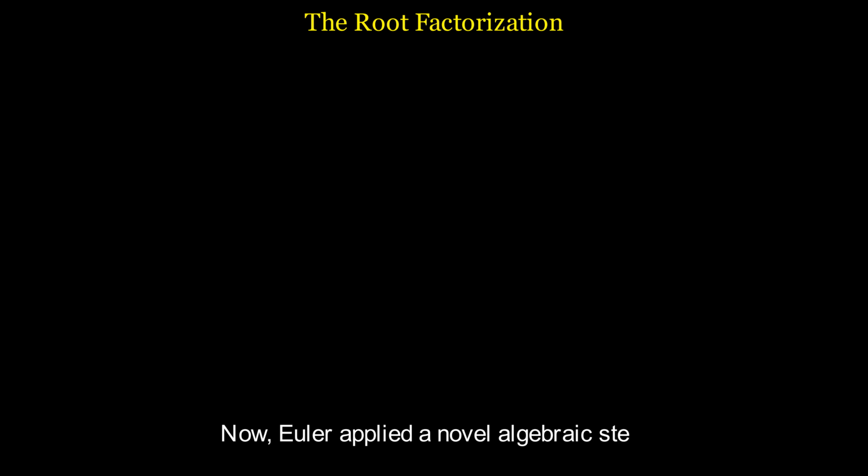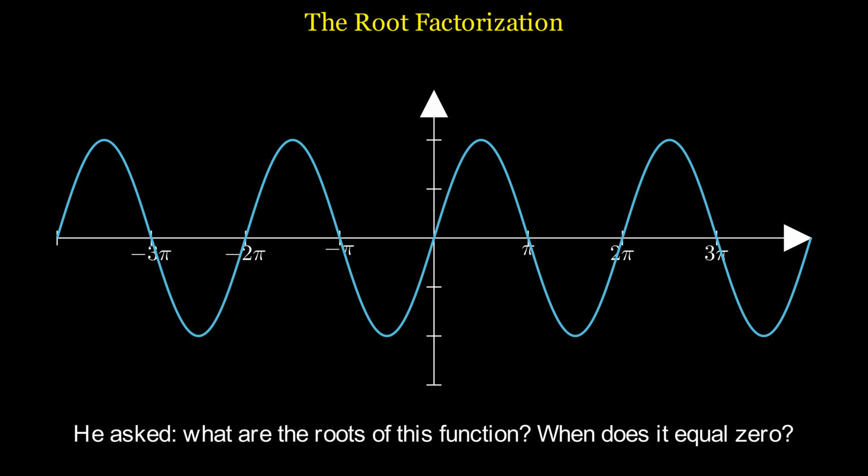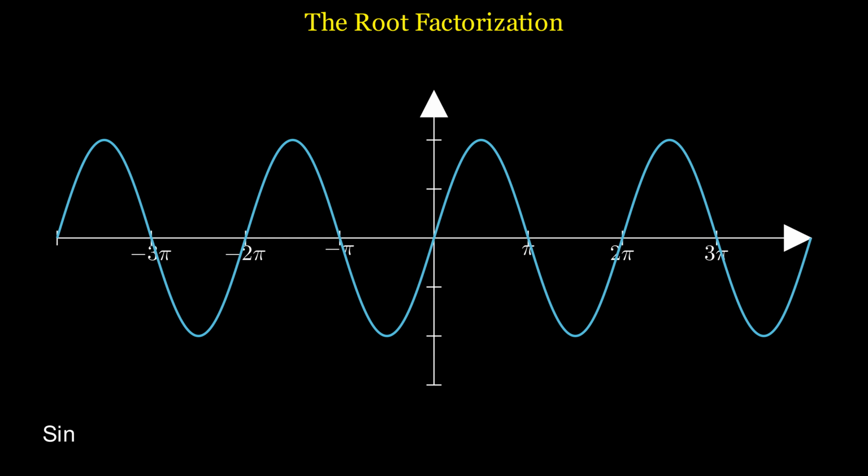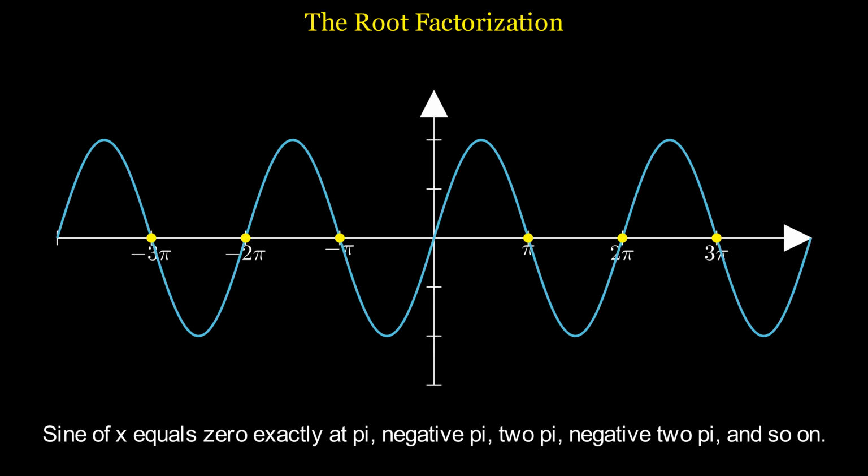Now, Euler applied a novel algebraic step. He asked, what are the roots of this function? When does it equal 0? Sine of x equals 0 exactly at pi, negative pi, 2 pi, negative 2 pi, and so on.